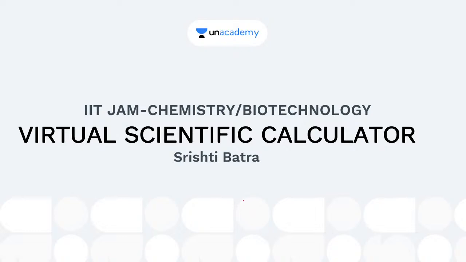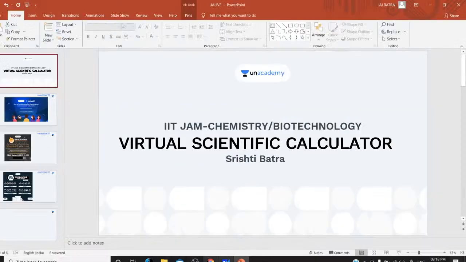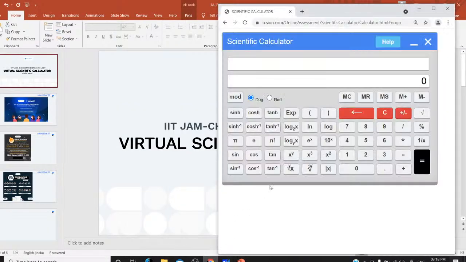Basically, first you have to go to Google and write virtual scientific calculator. Once you write virtual scientific calculator, this will come, right? This is basically the website tcsion.com online assessment. So this type of software or interface will come in front of you.